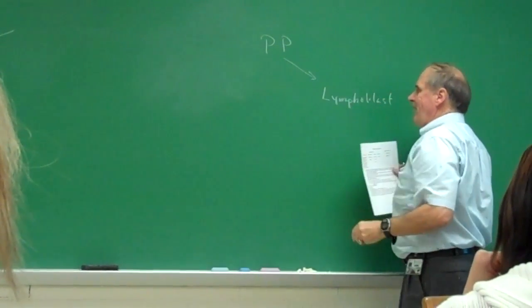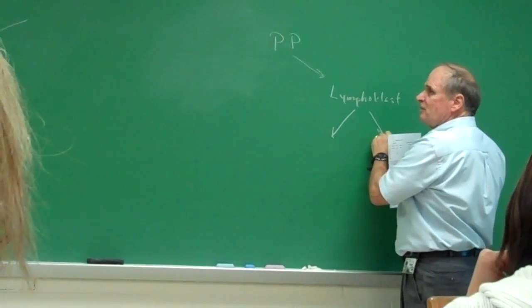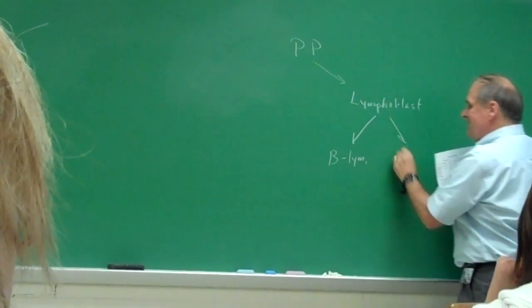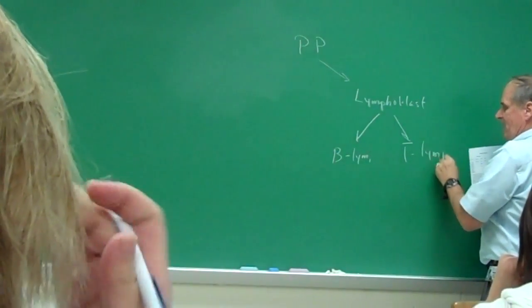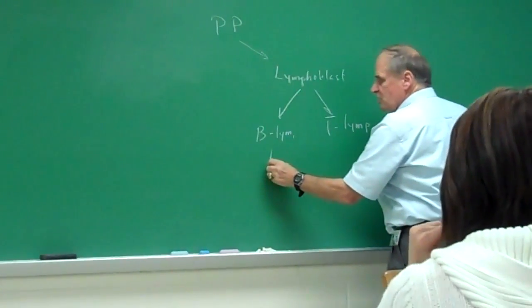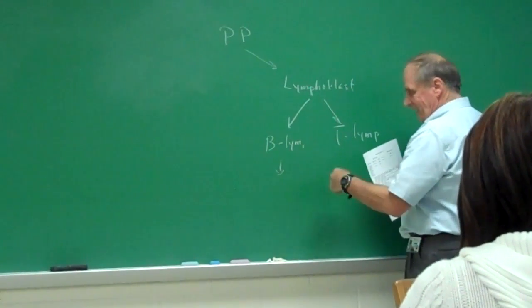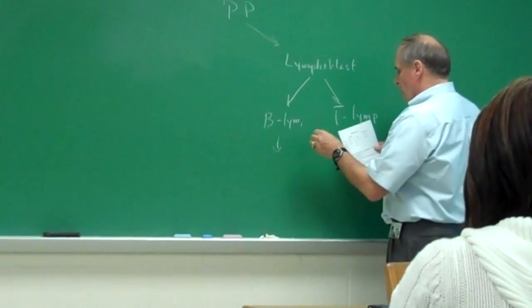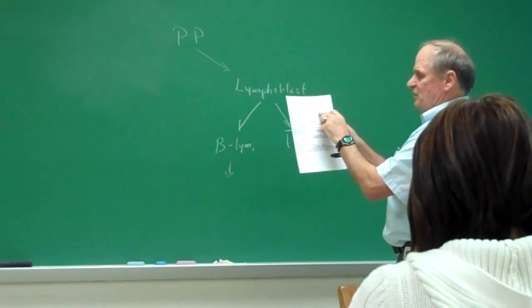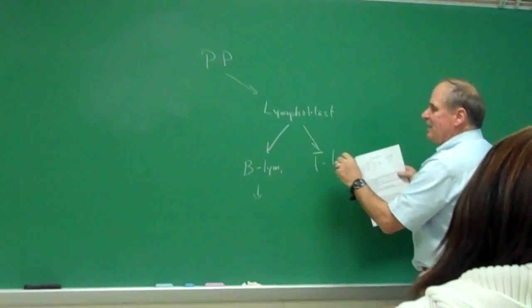L-Y-M-P-H-O-B-L-A-S-T. Now the lymphoblast, we just had it going in this direction and that direction. The lymphoblast gives rise to the B lymphocytes and the T lymphocytes. Make sure you understand this. Where I have just the word lymphocyte, you might tweak that a little bit and write lymphocytes.